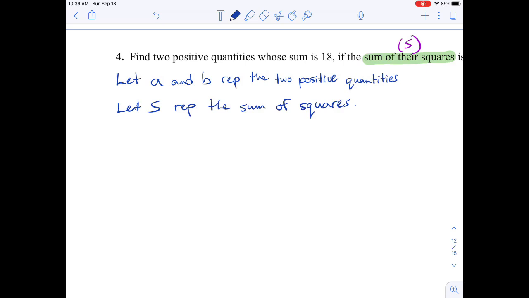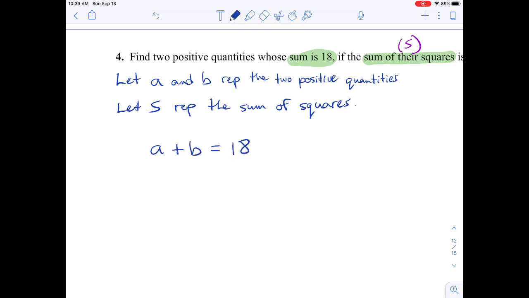So let's build some relationships or some equations that connect these variables together. Well, how do A and B connect together? Well, there is an important piece of information in the question. It says they sum up to 18. They add to 18, in other words. So here is a simple equation that we can write to connect them.